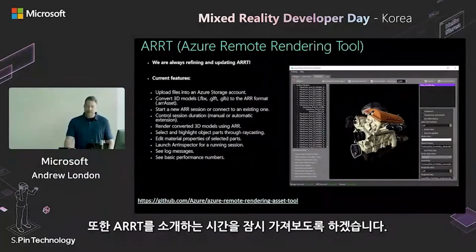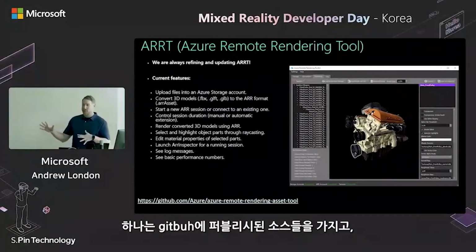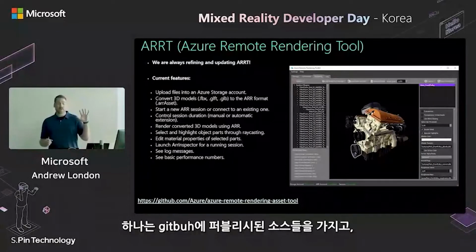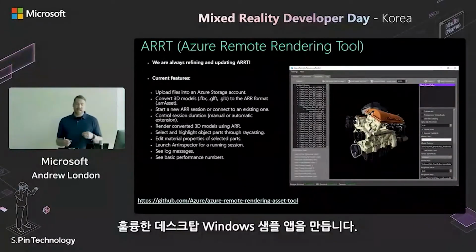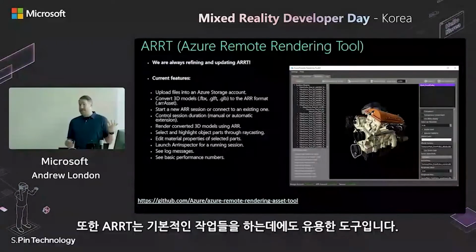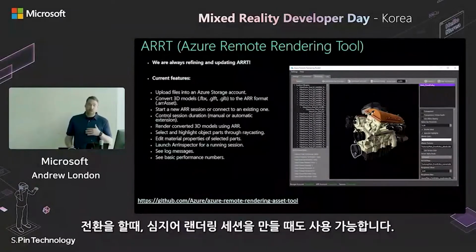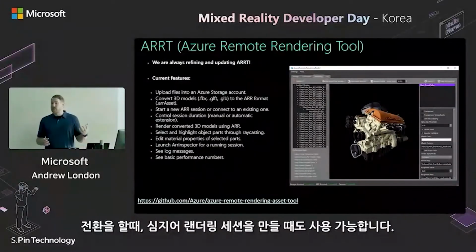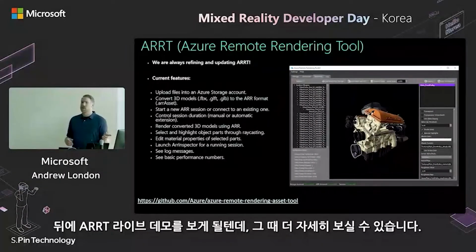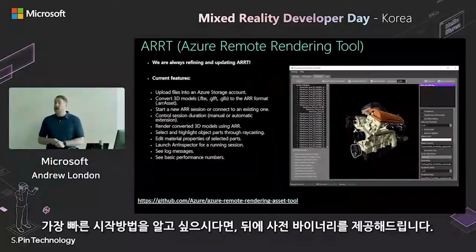I also wanted to take a moment to introduce you to Art. Art is the Azure Remote Rendering tool. And Art serves 2 roles. One is we've got all the source published on GitHub, so it makes a great desktop Windows sample application that demonstrates how to integrate remote rendering into your own products. It can also be a useful tool to get basic tasks done. I use it all the time for uploading source assets into your Azure storage, running conversions. You can even create rendering sessions. And we're going to see Art later during the live demo, so you'll get to see more about that. I definitely recommend taking a look. We provide pre-built binaries if you're looking for the absolute quickest way to get started.